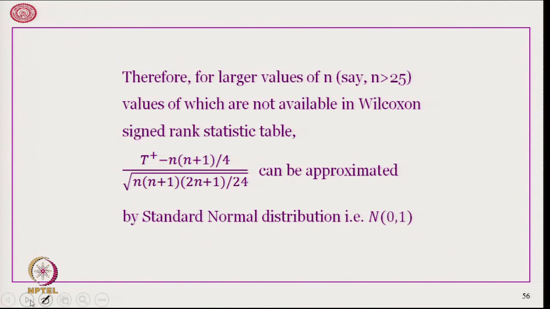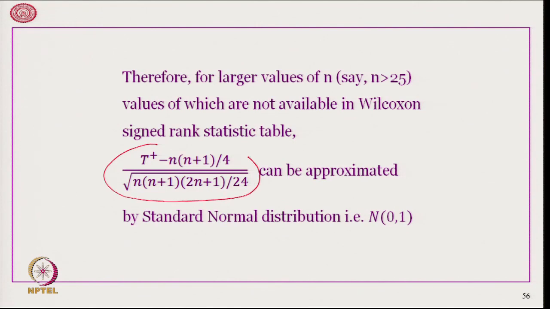Therefore, for larger values of n, say n greater than 25, values of which are not available in the Wilcoxon signed rank statistic table, we have to approximate it with the following statistic: T plus minus n into n plus 1 by 4, which is the mean, divided by the square root of n into n plus 1 into 2n plus 1 upon 24, which is the variance, so its square root is giving us the standard deviation. Therefore, this whole thing is distributed as normal 0, 1. Therefore, for larger values of n, we can convert the statistic to a normal 0, 1 distribution, and from there by reference to the normal table we can accept or reject the null hypothesis.